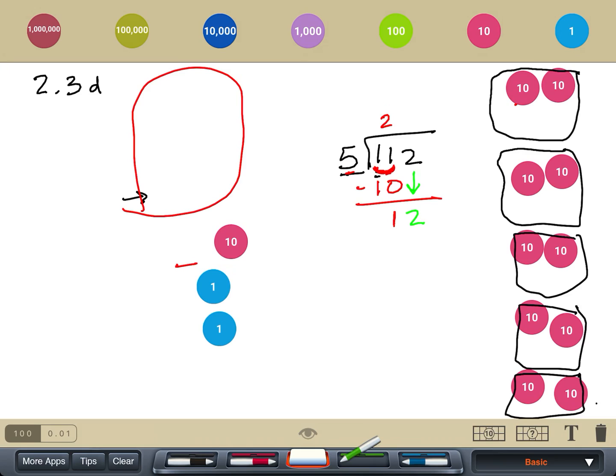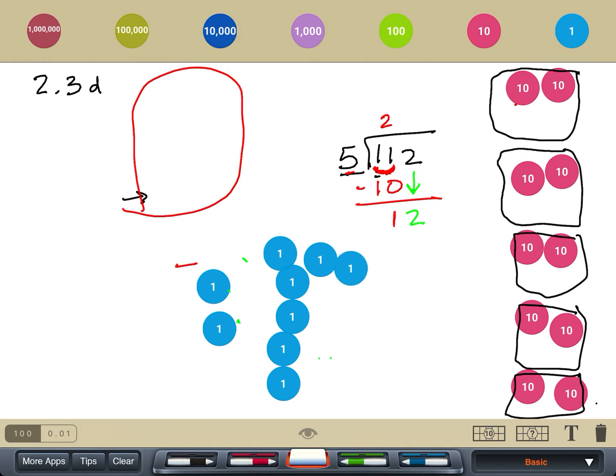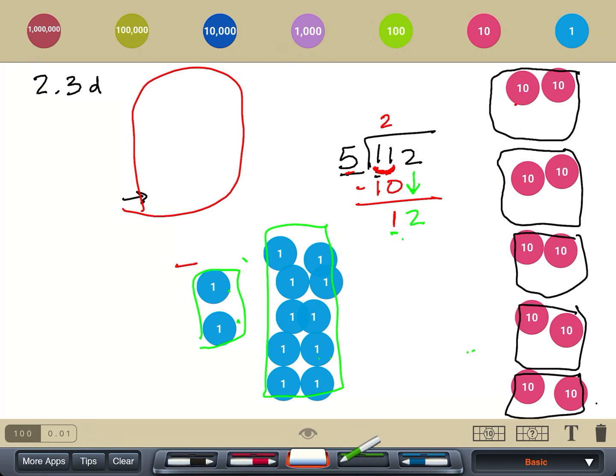And now we're going to take a look at our 2 ones. We have 1 ten and we have 2 ones, and somehow we need to get all of these into our 5 groups. So we again need to rename. We're going to do 10 more ones for the ten that was just traded in. Now we have these 10 ones from the ten we just had, plus our 2 more. So now instead of 1 ten and 2 ones, we actually have 12 ones. And we're going to divide those 12 ones into our 5 groups.